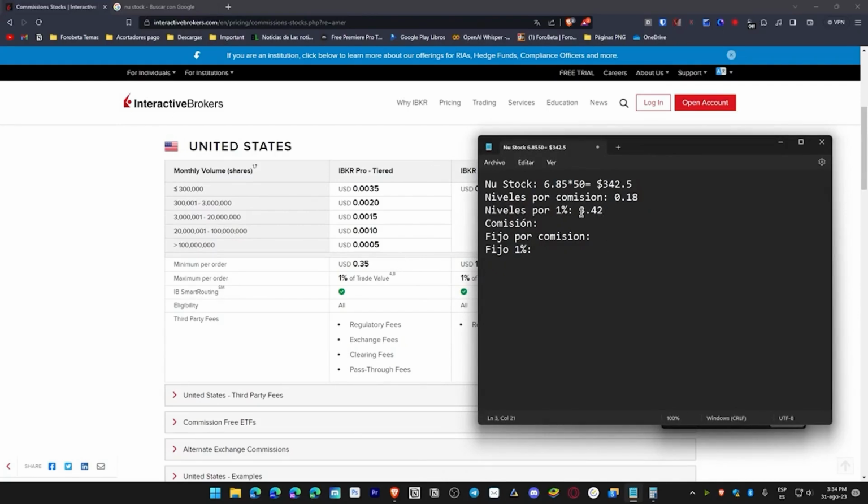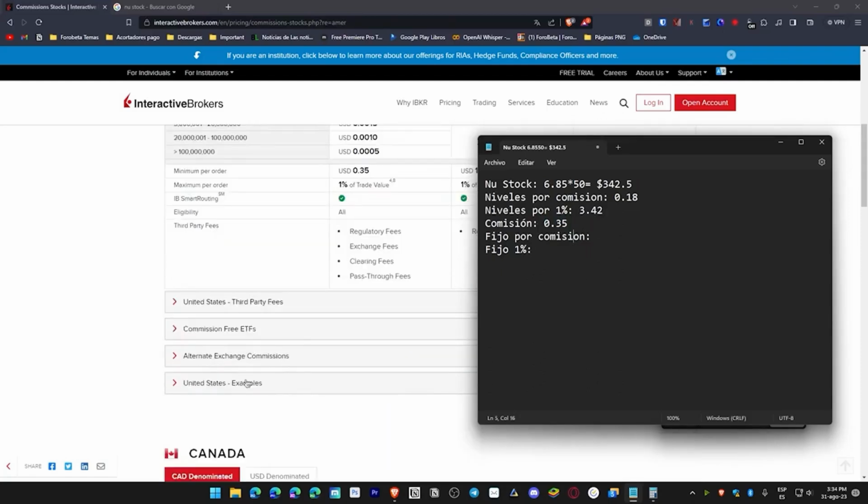As you can see here, this value is very high, so rule number 8 that they give us here wouldn't apply. And this value here is very low. Why? Because the minimum per order is 0.35, which is what they should be charging me. So in this case, they're not going to charge me 0.18, nor 3.42. They're going to charge me 0.35, which is what's appropriate because it's the minimum per order.